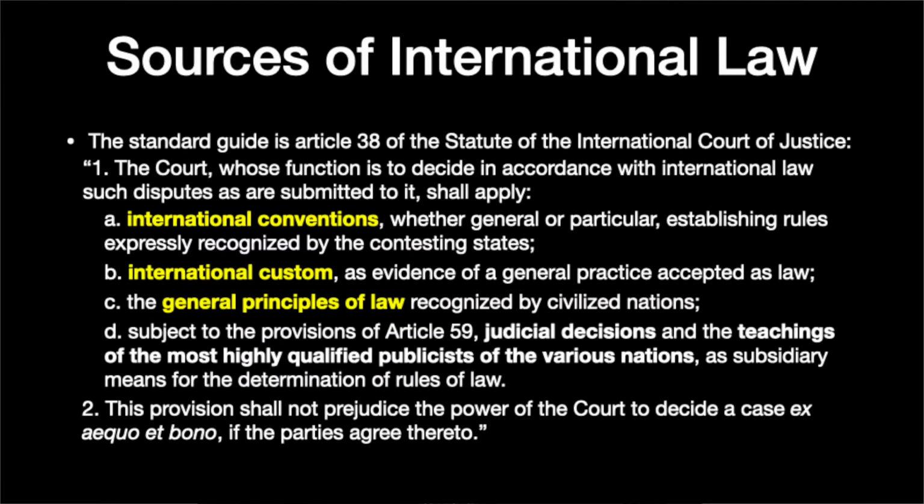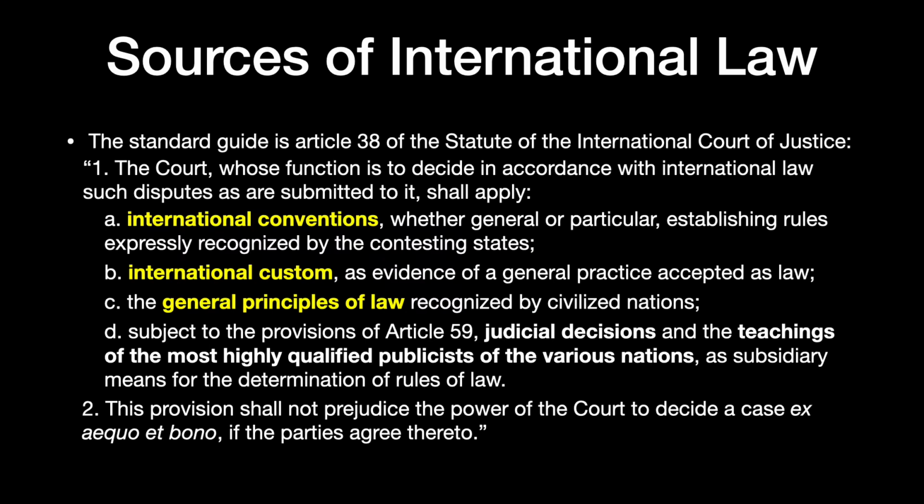So let's start with an overview. The traditional starting point to approach the sources of international law is Article 38 of the Statute of the International Court of Justice. As you can see in this slide, I've highlighted the main sources of international law: international conventions, i.e. treaties and agreements, international custom, and general principles of law, with judicial decisions and the opinions of the most highly qualified publicists of various nations as subsidiary means to determine the rules of law.